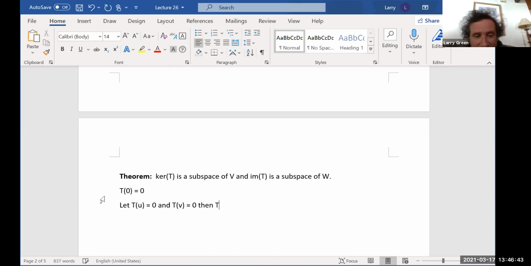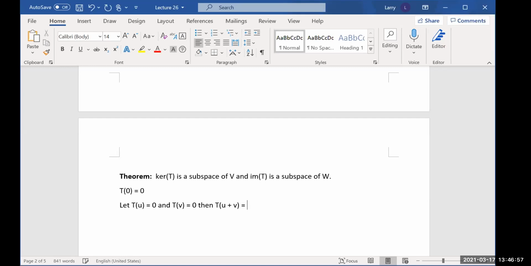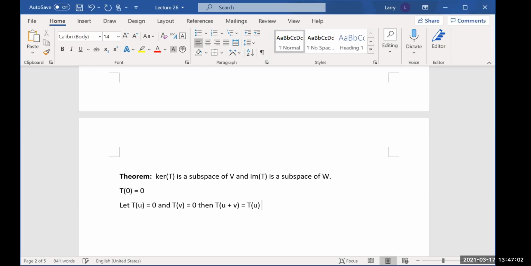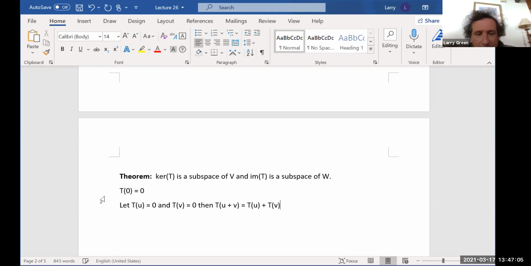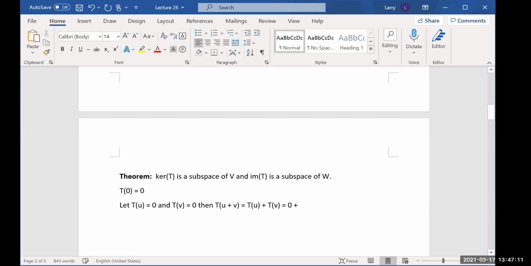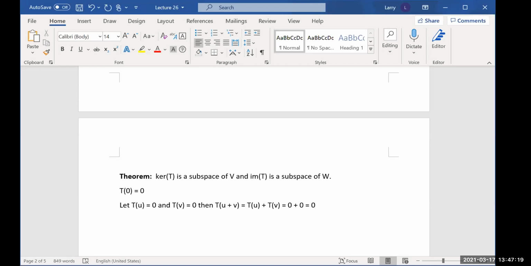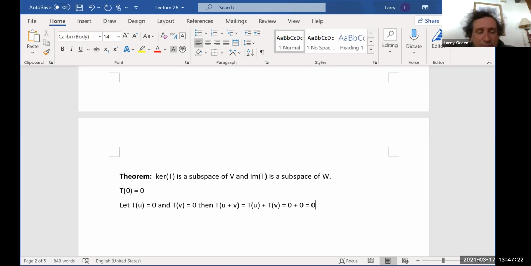Then T of U plus V. Remember, something in the kernel is if you apply T, you get 0. Well, what can I do with T of U plus V? It's not U plus V, but T of U plus T of V. But what's T of U? That's 0. And what's T of V? 0. And what's 0 plus 0? 0. So I just showed number 1. Any questions on number 1?